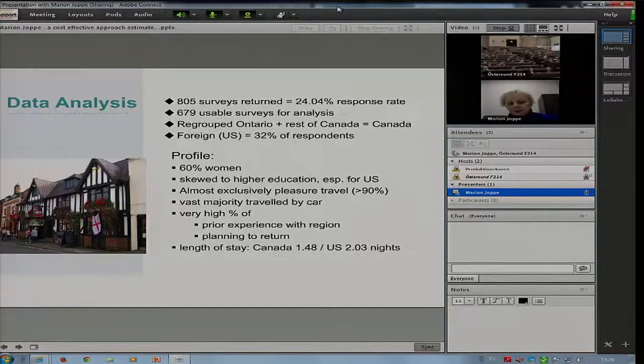There's a very high percentage of people who have prior experience with the region. They do come year after year to the festival theater, and they plan on returning. So again, it is not your typical visitation. Length of stay for Canada, as you can see, almost 1.5 nights. The US over 2 nights because of the longer distance that they have to travel.